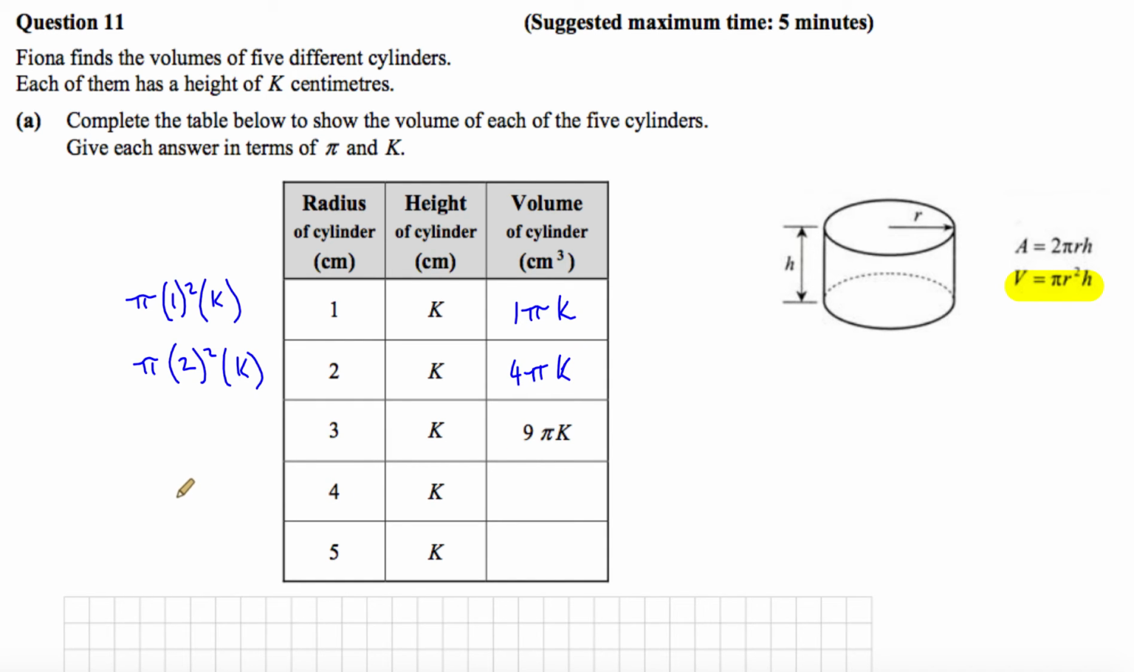The next one is done, but we can see that 3 squared is 9, so I guess that gives me the 9 pi k. So down here you've got pi by the radius squared by the height k, and that gives me 16 pi k. And finally pi by the radius 5 squared by k, well that will give me 25 pi k. And that's the table filled in with all the volumes.